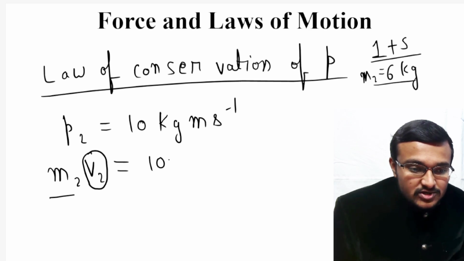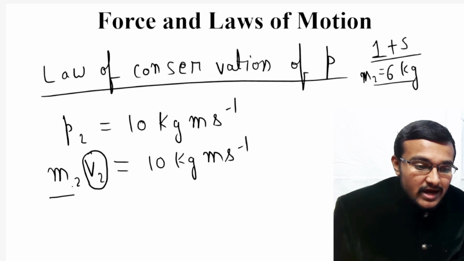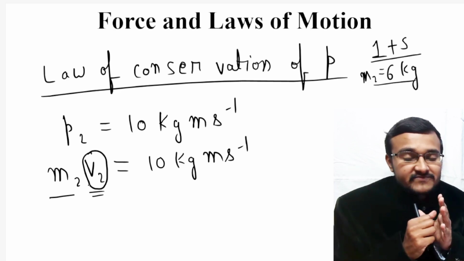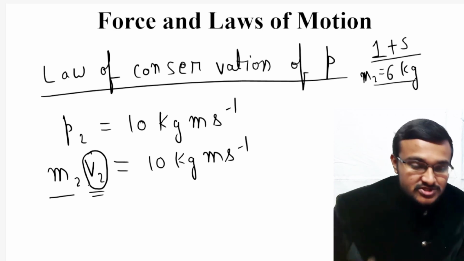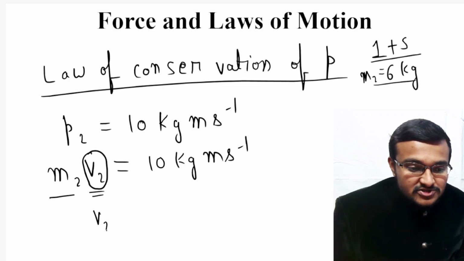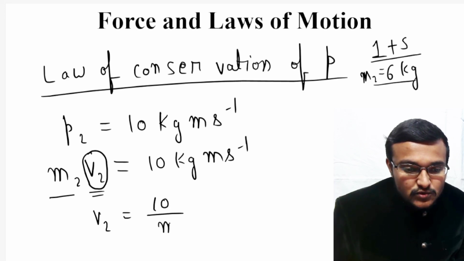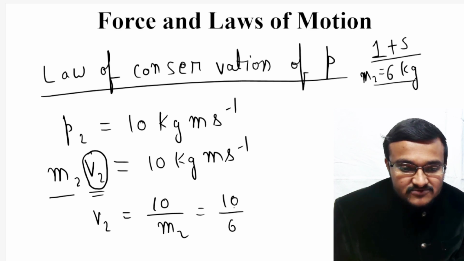So m2 into v2 is equal to 10 kg meter per second. So now you have to calculate what is the final velocity of both of them. Now both of them are moving together with certain velocity. That velocity you have to find out. So that velocity v2 is equal to 10 divided by m2. Here m2 is 6 kg. So 10 divided by 6 will be there.